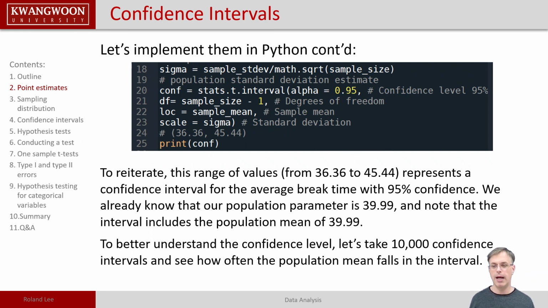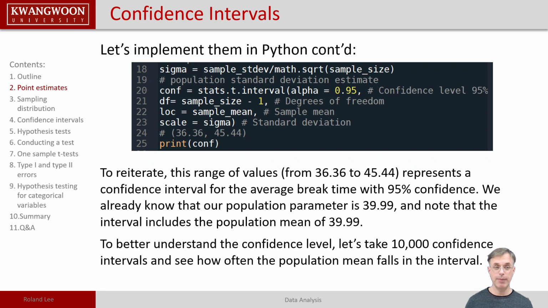I mentioned earlier that the confidence level is not a percentage of the accuracy of our interval, but the percent chance that the interval will even contain the population parameter at all. So to better understand the confidence level, let's take 10,000 confidence intervals and see how often our population mean falls in the interval.